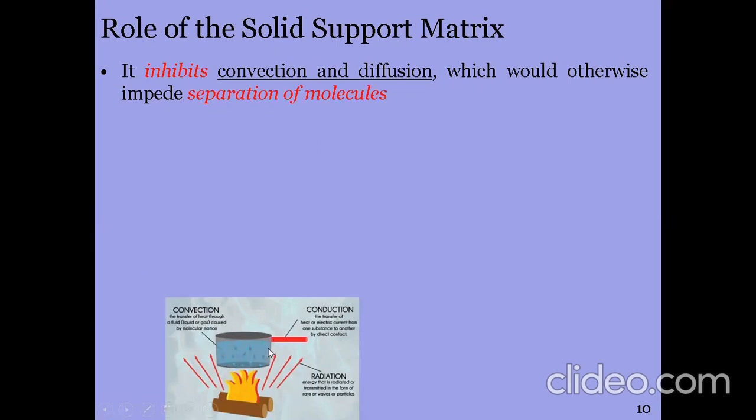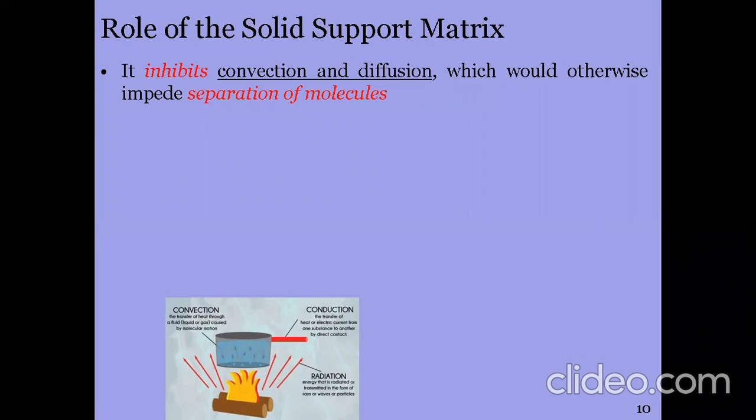And conduction is actually the transfer of heat or electric current from one substance to another by direct contact. And radiation is in the form of rays, waves, or particles. So these are the different types of transfer of energy. And what is the role of solid support matrix? Why we use gels like polyacrylamide gel or agarose gel?